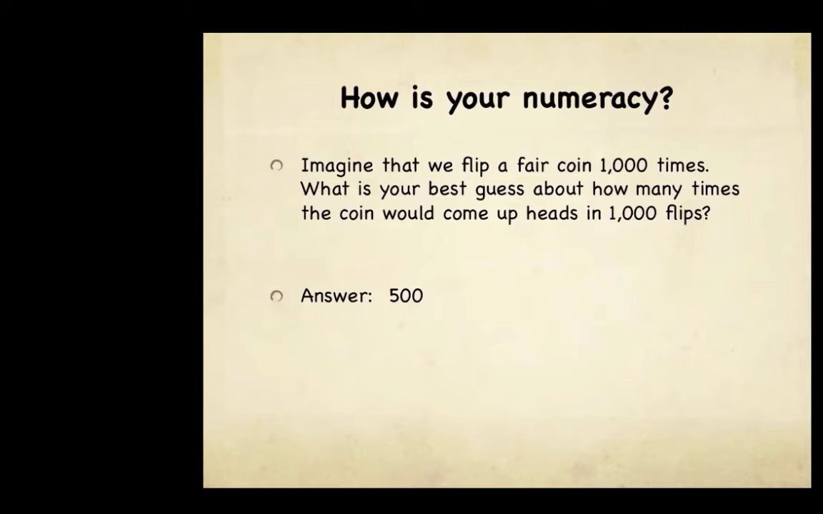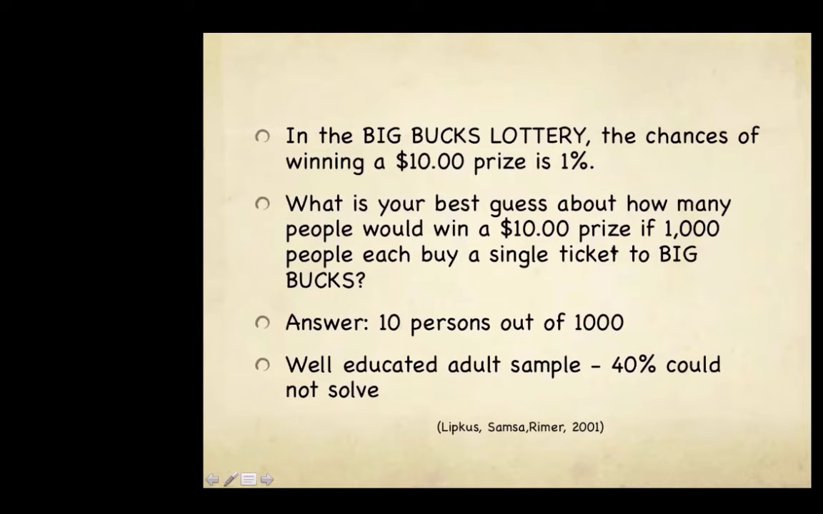Imagine that you flip a fair coin 1,000 times. What is your best guess about how many times the coin would come up heads in 1,000 flips? Does anybody have a clue? Well, the answer is 500, but that's because I showed it to you. So the thing is, in simple word problems, and I'll leave these up for you, we're not going to go through them now. I fail abysmally, but most people struggle.